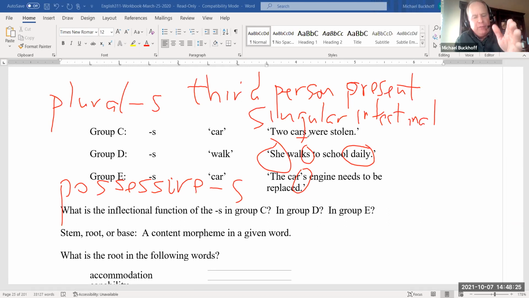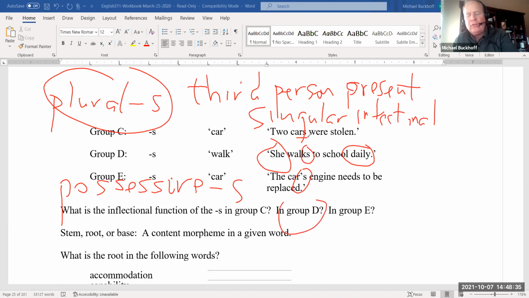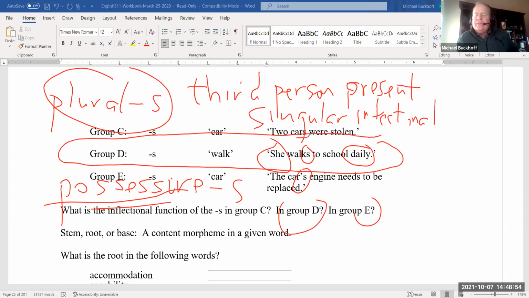So what is the inflectional function of the S in group C? It's the plural S. What is the inflectional function of the S in group D? It's a third person present singular inflection S is what it is. And in group E, we have to say it's the possessive. So these are three S's, right? And three different inflectional functions. Now, this particular S that you see here in group D, it can take 25 to 30 years for a non-native speaker to use this S accurately 85% of the time in spoken language.